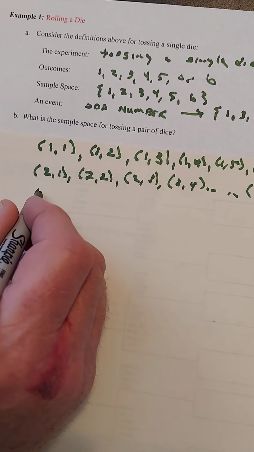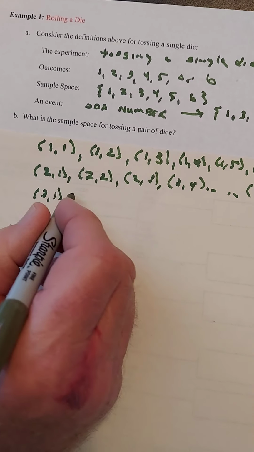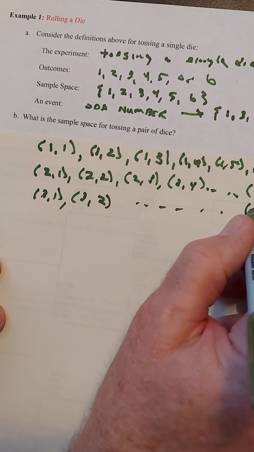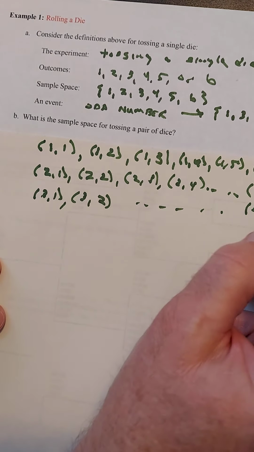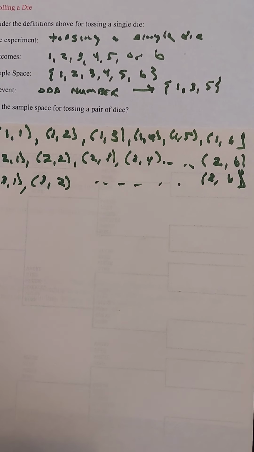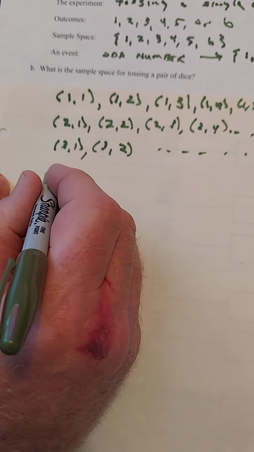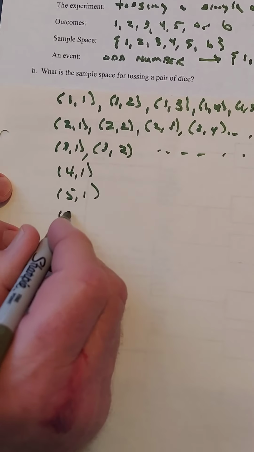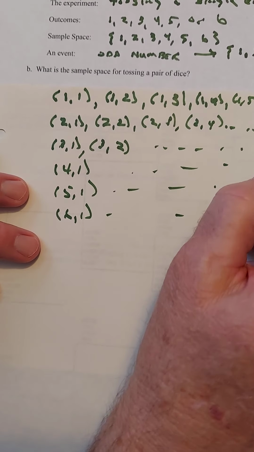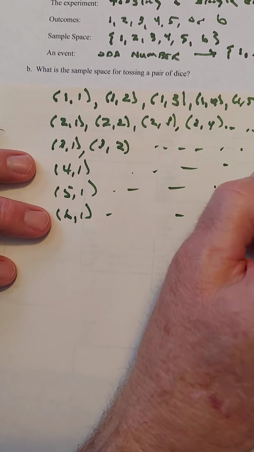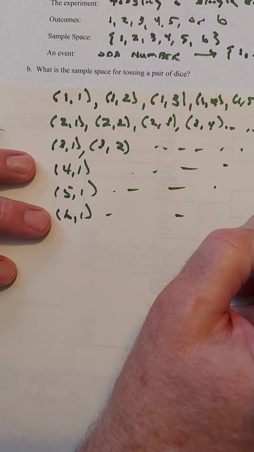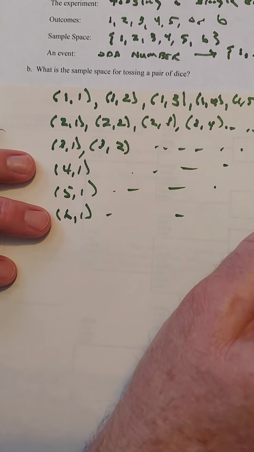What if you got a 3 on the first one? Well, now you got a 3 and a 1, 3 and a 2, and that would go all the way over. The last one you have here is a 3 and a 6. And of course, if you keep going down, you got a 4 and a 1, you'd have a 5 and a 1, you'd have a 6 and a 1, and these would go all the way over. And over here, you would have a 4 and a 6, 5 and a 6, and the last one would be 6 and a 6.